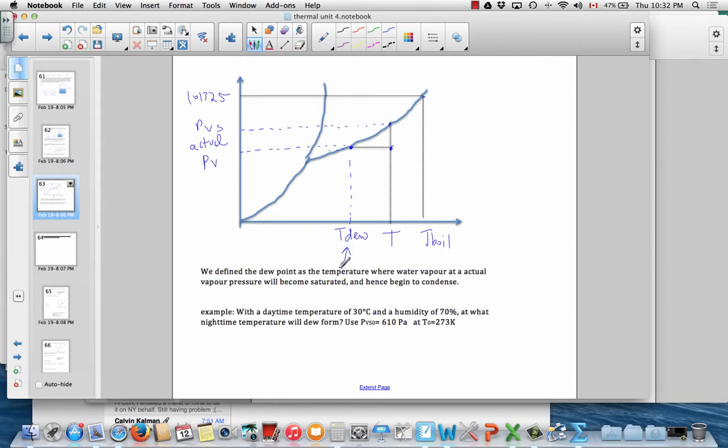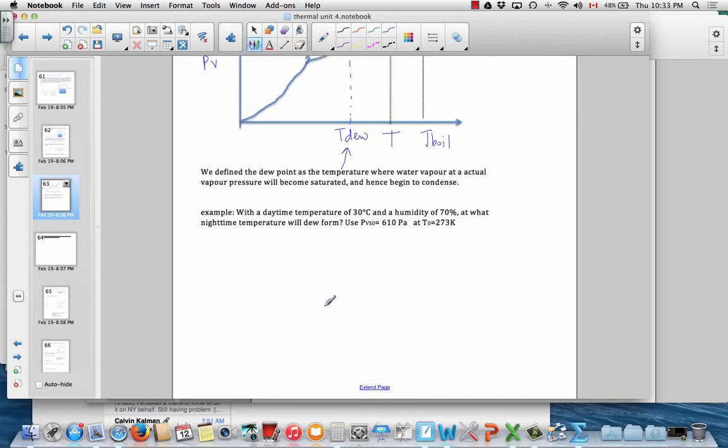So an example then, let's say we had a daytime temperature of 30 C and a relative humidity of 70%. So that's our point right here, right? We're 70% of the saturation value. Then at what temperature, nighttime temperature, would dew start to form? So we'll use the triple point here of 610 pascals and 273 Kelvin. And we just want to find what this dew point temperature is.